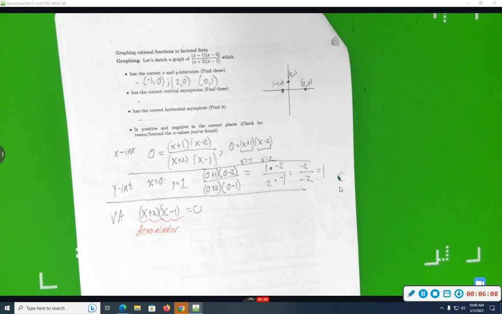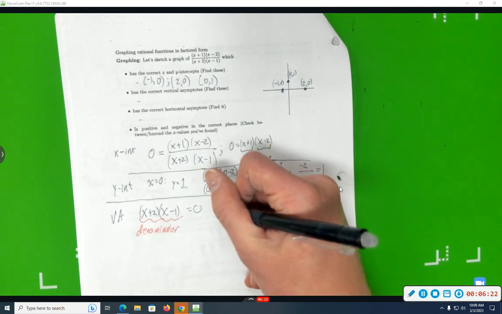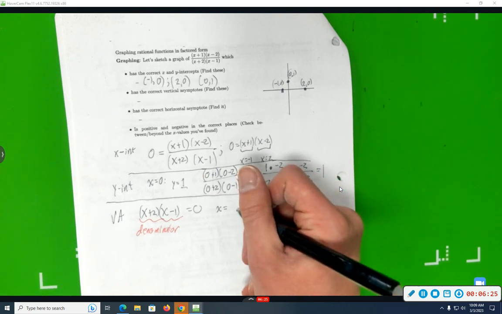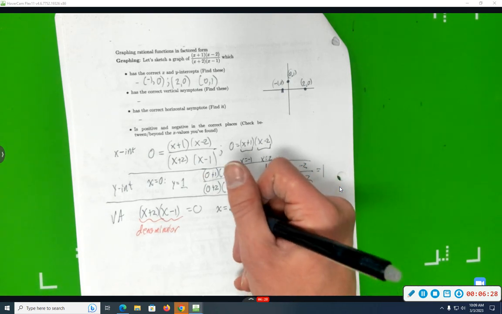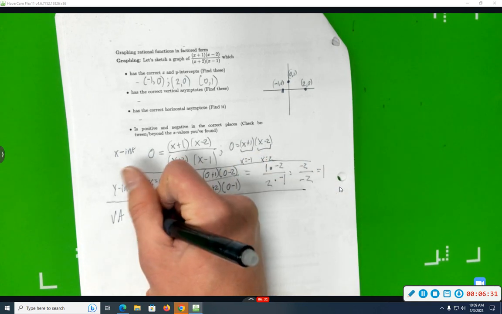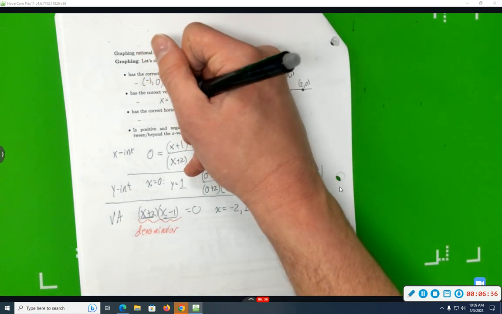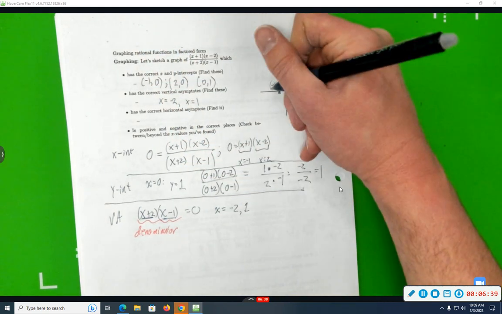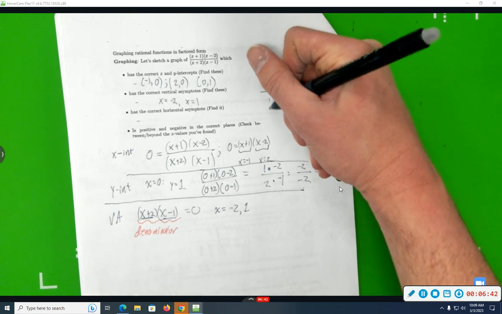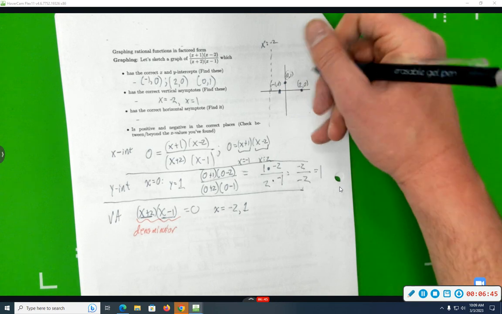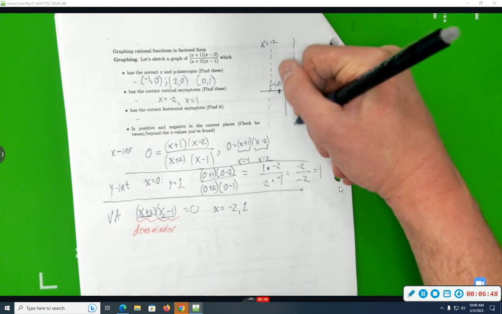Is it really convenient that in this problem absolutely everything in sight is pre-factored? Would this still be doable if it weren't factored? Yeah, you just have to use the quadratic formula or factor the thing yourself. What are the x values that give a vertical asymptote? Negative 2 and 1. Negative 2 from this term, 1 from that term. So x equals negative 2, x equals 1. Let's draw those.